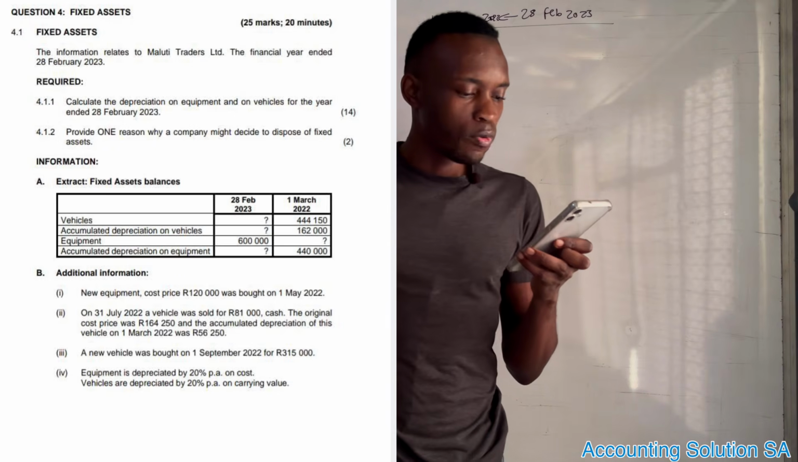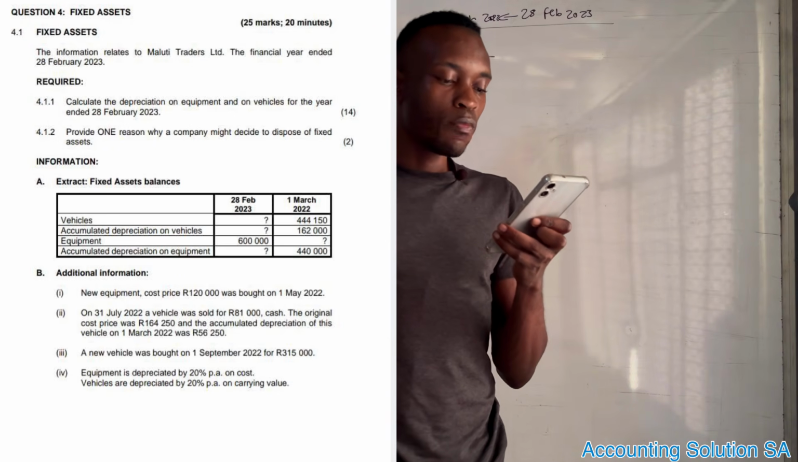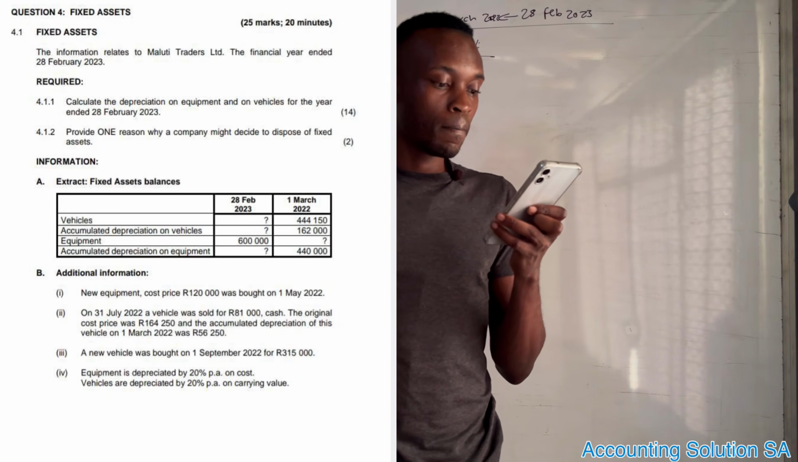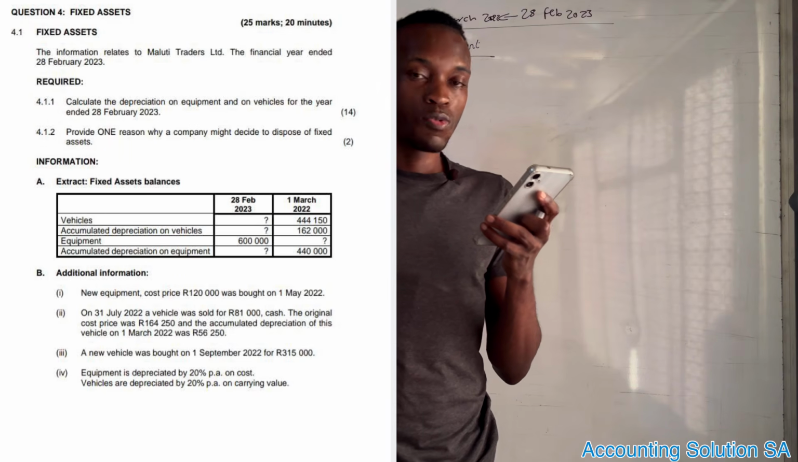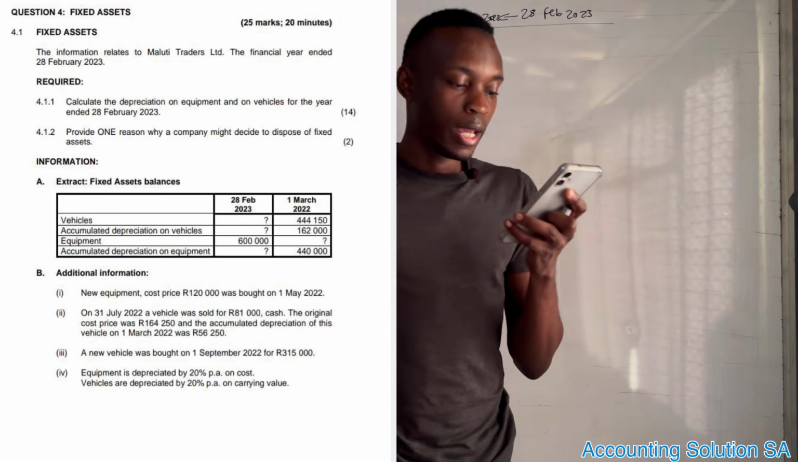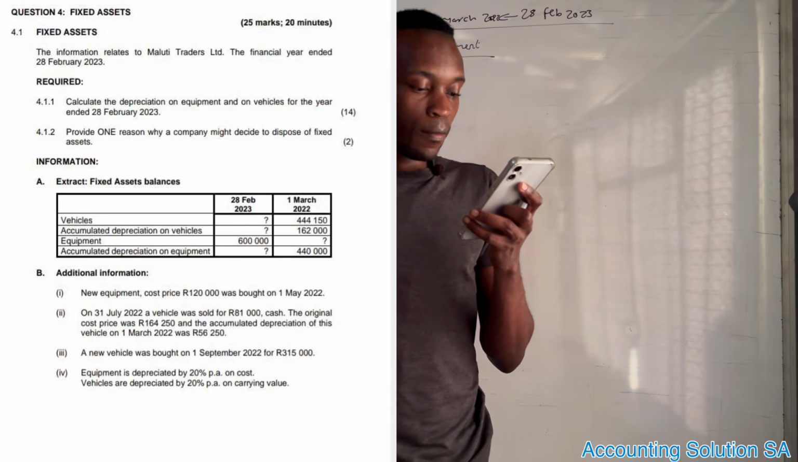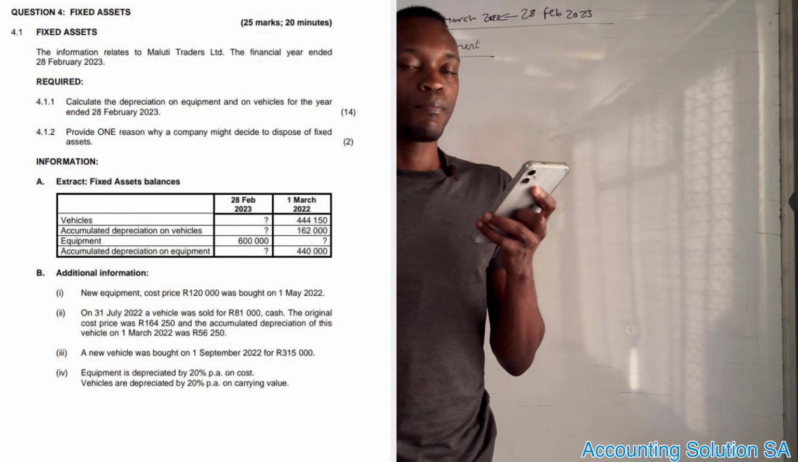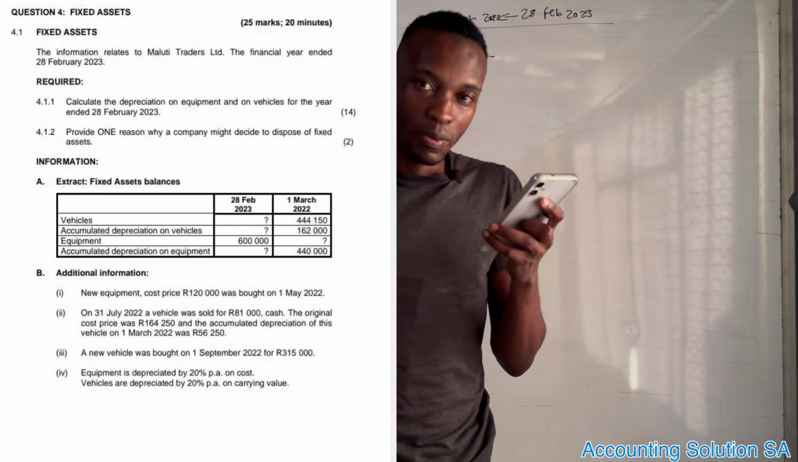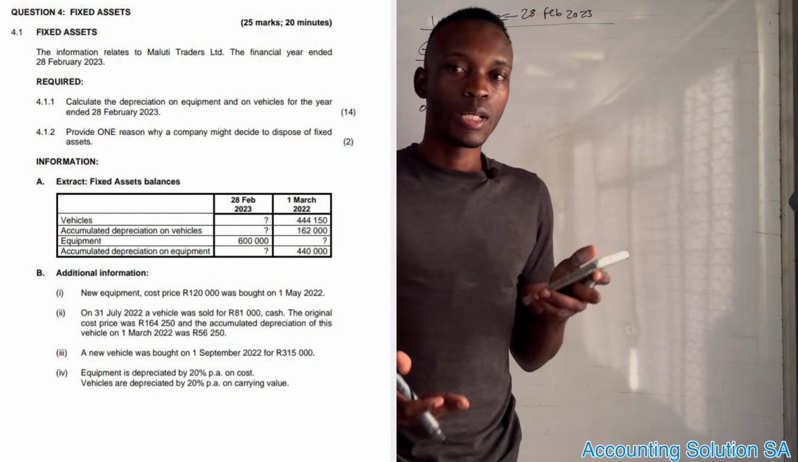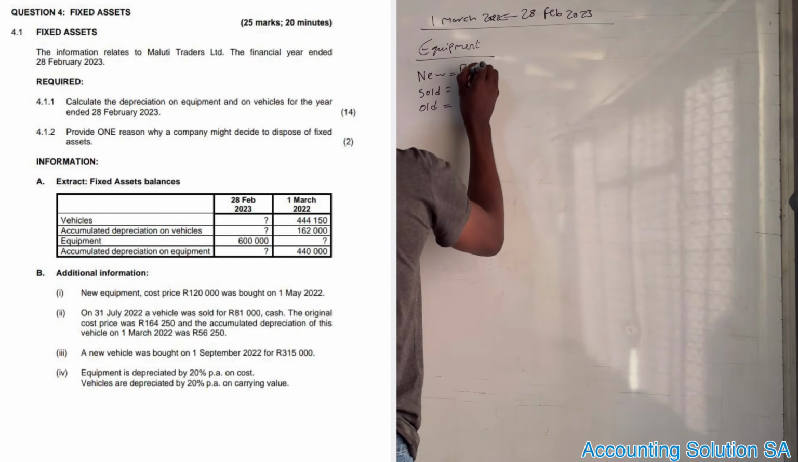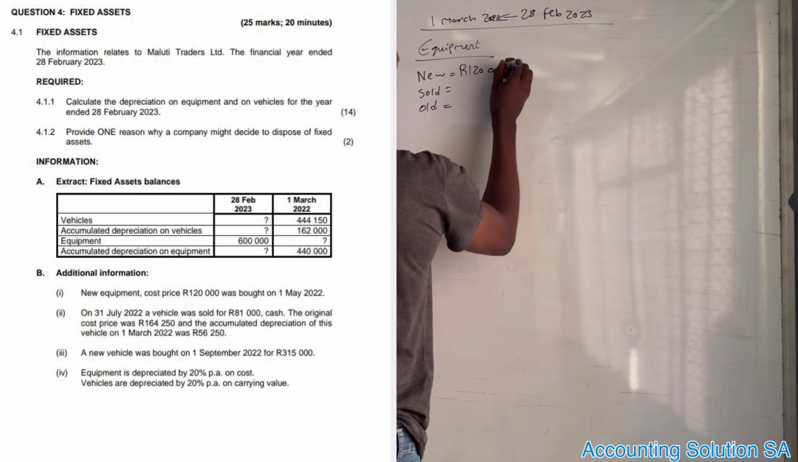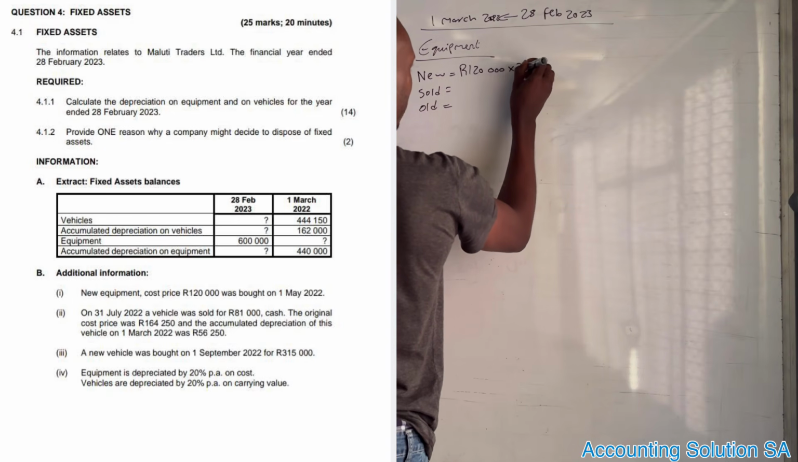Do we have a new equipment? Yes. New equipment under additional information number B with a cost price of 120 was bought on 1 May 2022. Okay, and they say that under the last one, equipment is depreciated by 20% per annum on the cost price. Cost price method, we just use the cost price only to calculate depreciation. A new one is 120,000 multiplied by 20%.